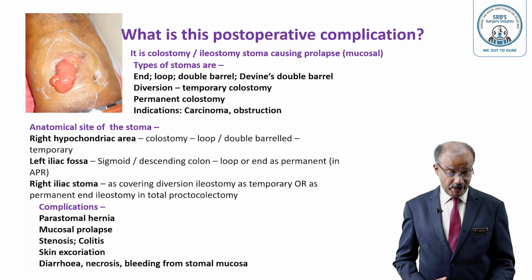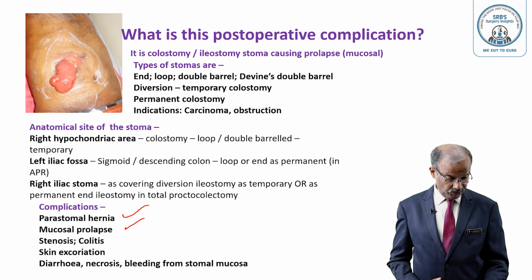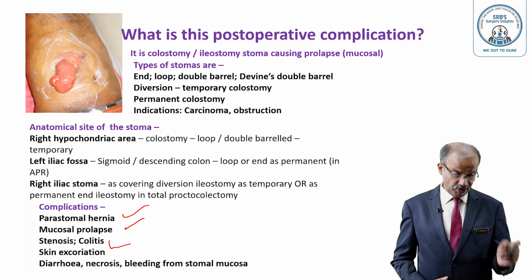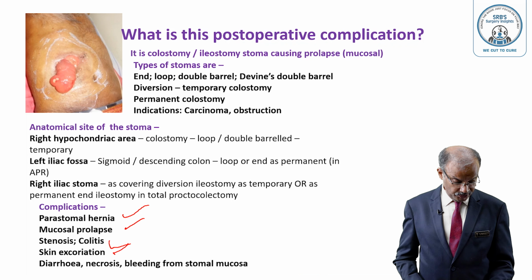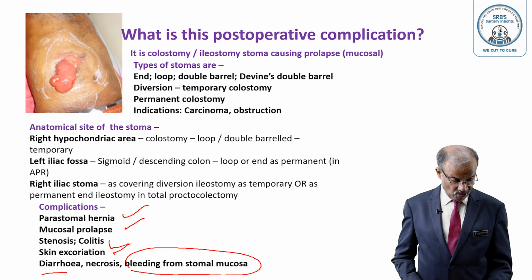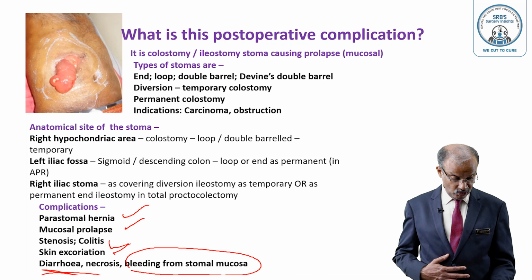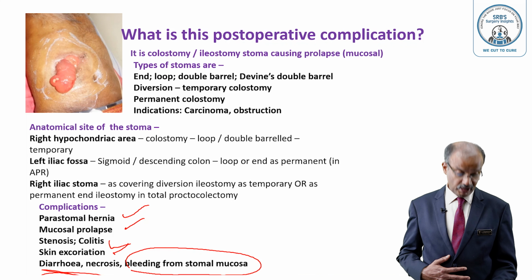So complications are parastomal hernia, the commonest one, mucosal prolapse, common, stenosis, colitis, wound infection, bleeding can occur, skin excoriation, diarrhea, necrosis. Bleeding from the mucosal stoma is not uncommon, remember. All these things are the complications. Parastomal hernia needs surgical repair.